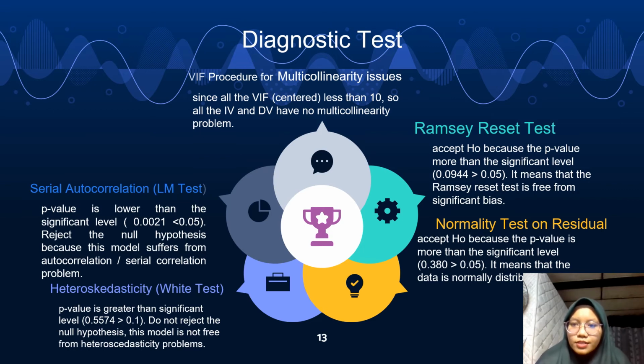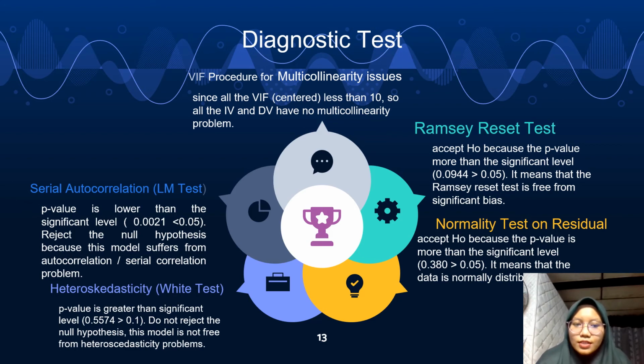The second test is the Ramsey RESET test. In this test, the p-value is more than the significance level we have chosen, which is 0.05. So it means that the Ramsey RESET test is free from any significant bias. The third test is the normality test of residual. The p-value is more than the significance level of 0.05, so it means that our data is normally distributed.